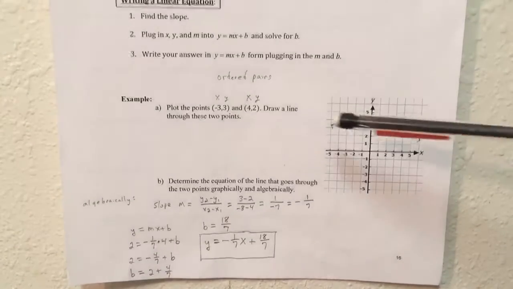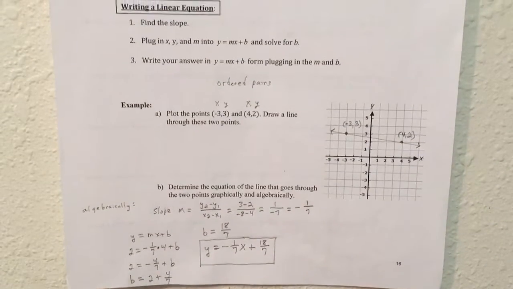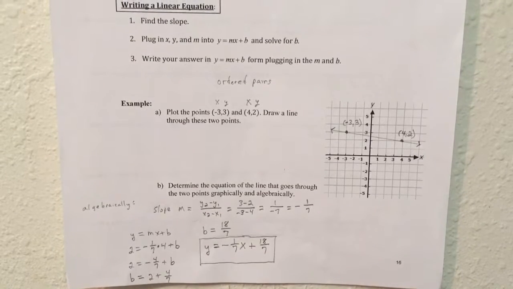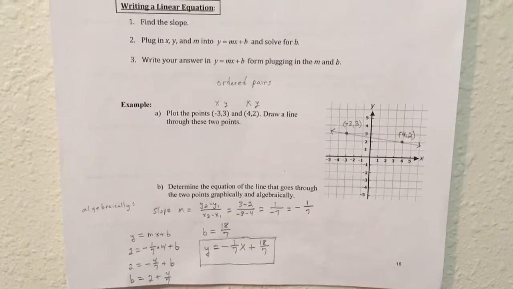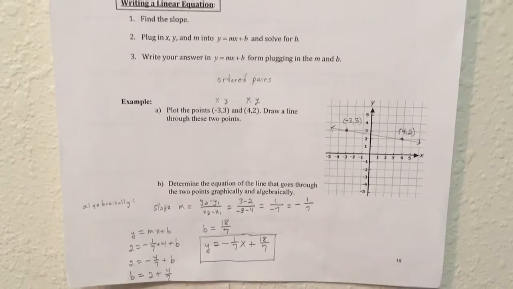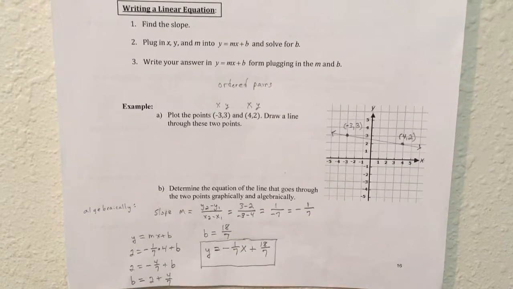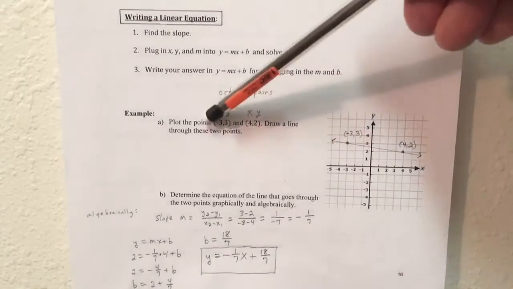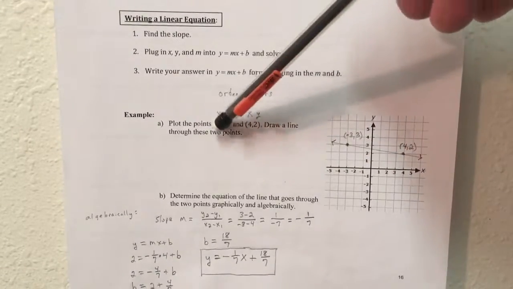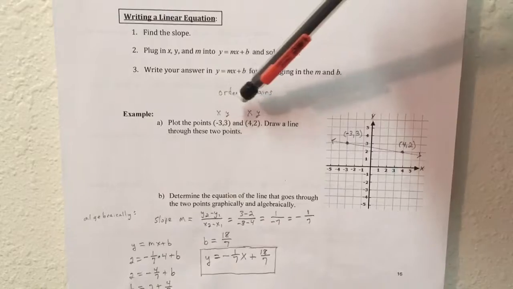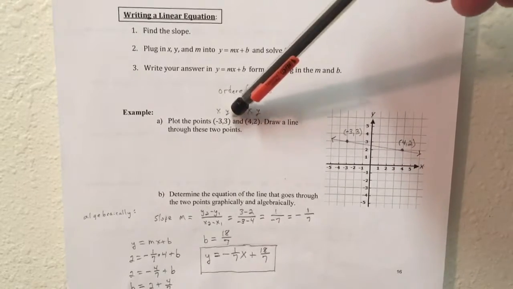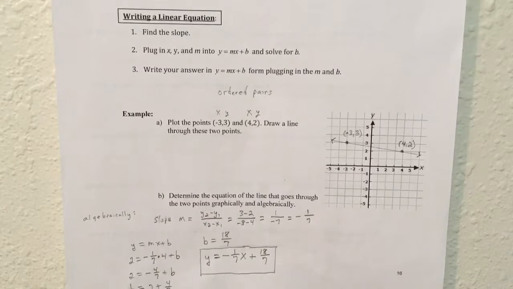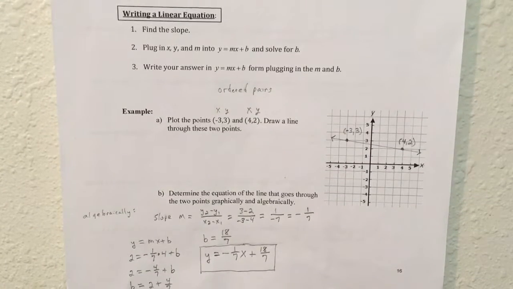So in the example, in part A, you're given the points (-3, 3) and (4, 2). And you're instructed to plot those 2 points and then draw a straight line through those 2 points. Well, these are ordered pairs. The first coordinate of each point is the x value. The second number in each point is the y value, right? The x coordinate and the y coordinate.